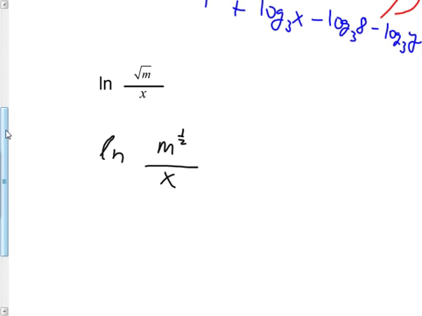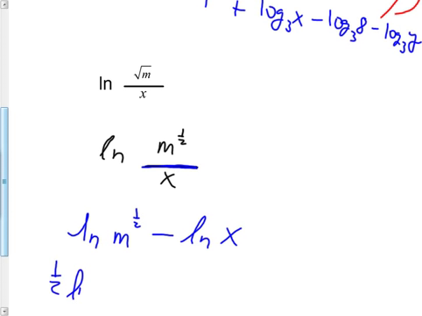All right, first thing I would do is make this divide here turn into a minus. ln of m to the 1/2 minus ln x. Then I can't leave it that way because it's not expanded all the way. Now I got to take that 1/2 and throw it out front. 1/2 ln of m minus ln of x, and I'm done. Raise your hand if you had that one. All right, good. Yes?